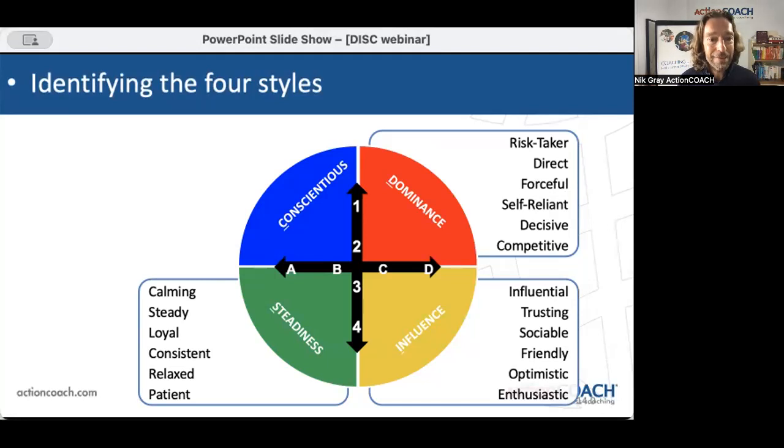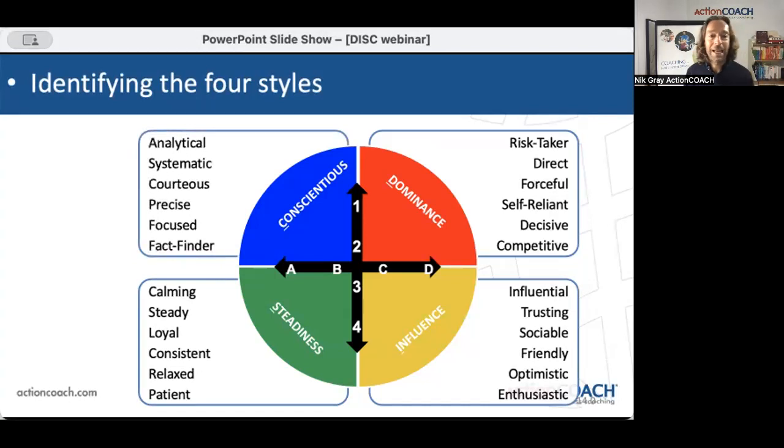S's are steady. They're the sort of style that if you move something around on their desk, they'll lose their mind, because they like things to stay the same. And then C's are very analytical and like a lot of detail. We'll look at this in more specifics in a while, about how you can use this in your leadership, in your sales, and in your customer service.